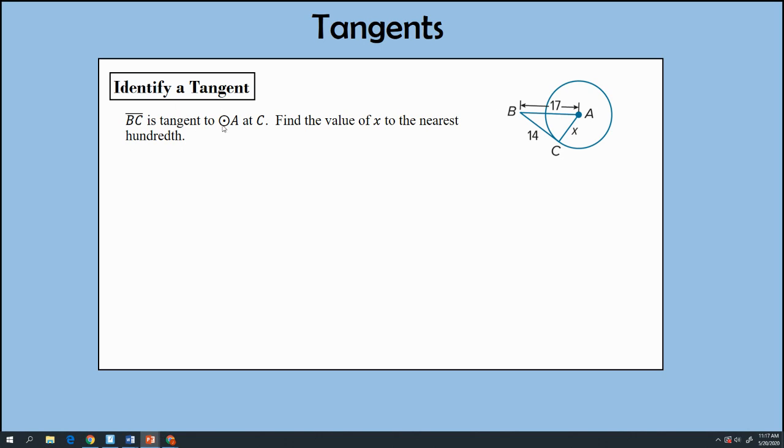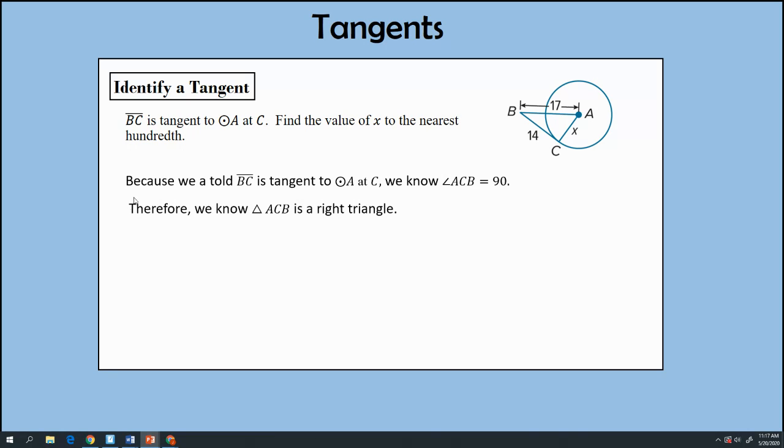Again, read the directions carefully, or read what's given carefully. BC is tangent. So there's no question whether it's tangent or not. Since BC is tangent, you know that ACB is a right angle. It's got to be because AC is a radius, BC is tangent, and that's the point of tangency. So we know that ACB is a right triangle. I'm going to use the Pythagorean theorem to find the missing value.